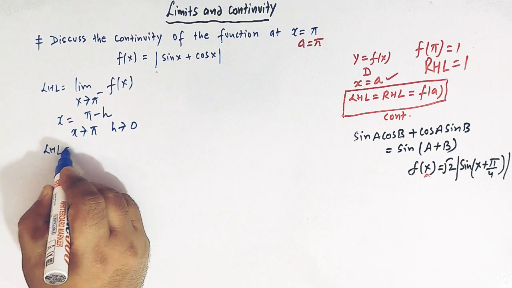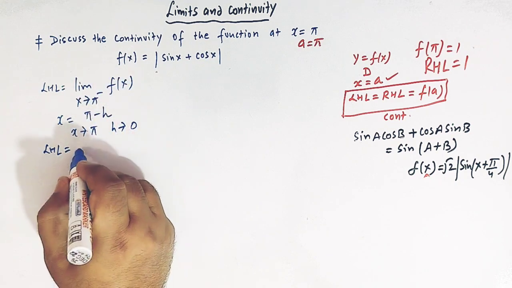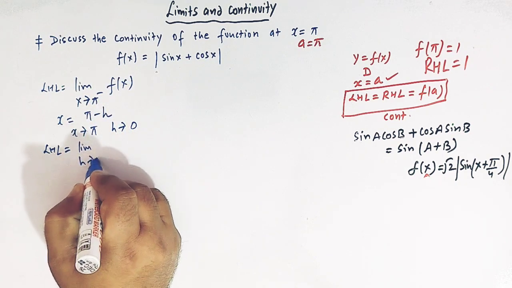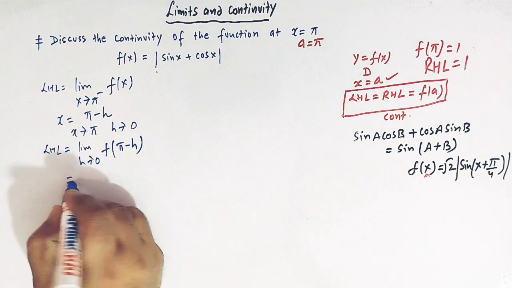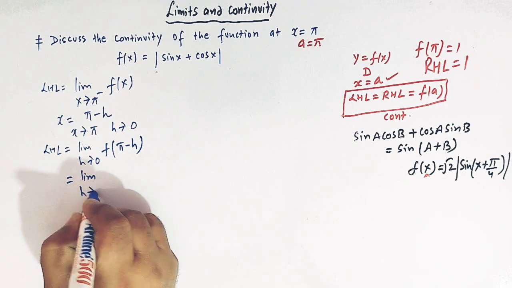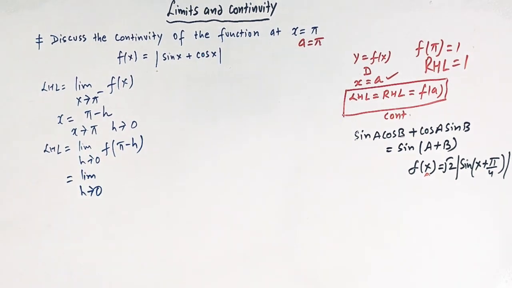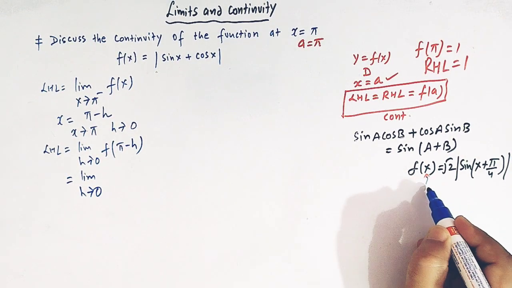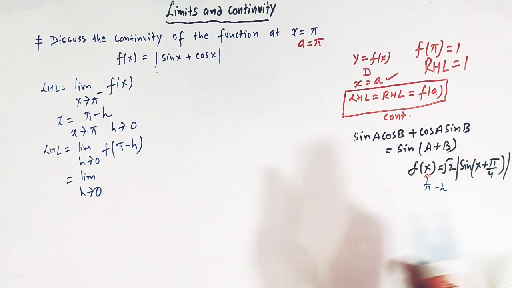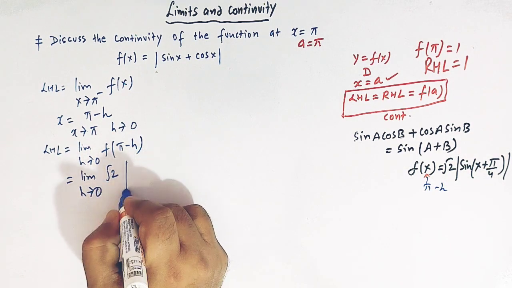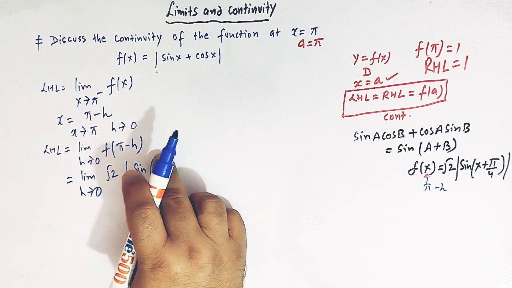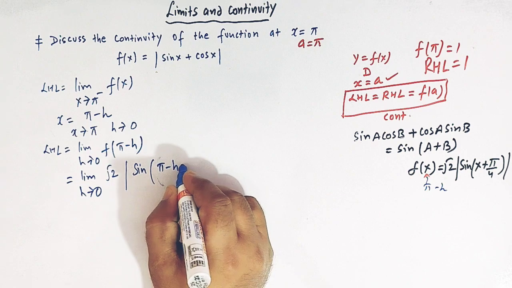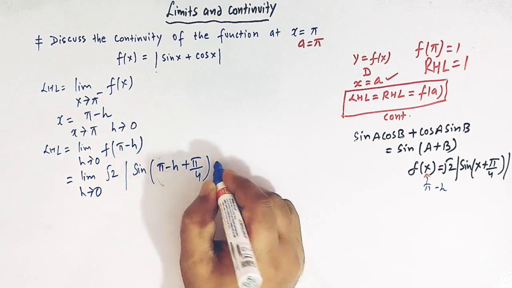So the left hand limit can be written in terms of h as limit h tends to 0 of f of pi minus h, right? f of pi minus h can be obtained by taking x is equal to pi minus h in this function. So we have square root of 2 mod of sine x. For x we can now write pi minus h plus pi by 4, right?